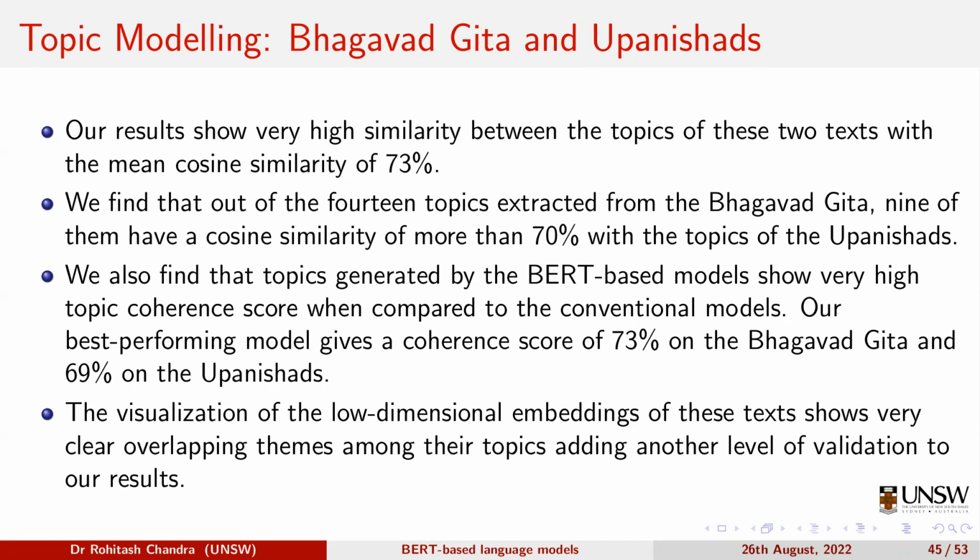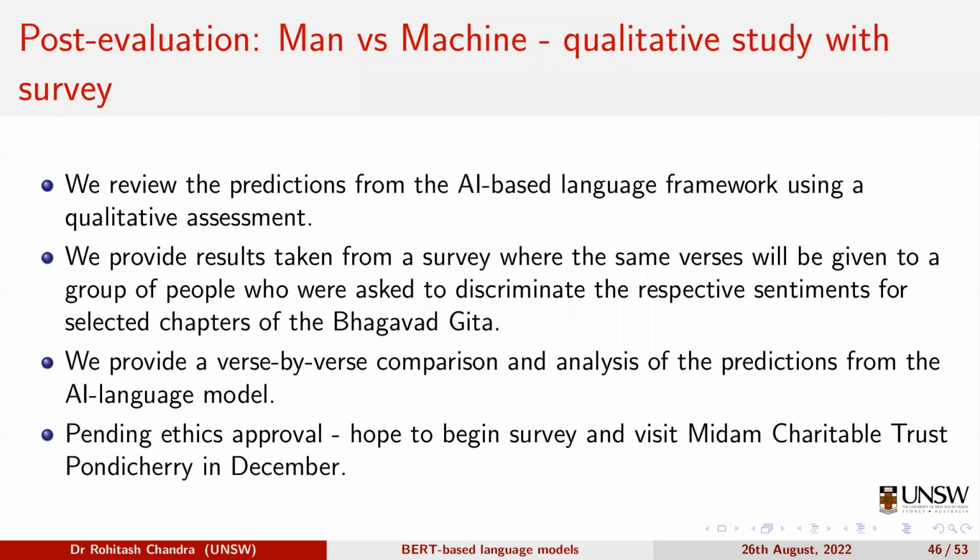We also find that the best BERT-based models are better than LDA for topic coherence, based on the topic coherence score. And the visualization of the low-dimensional embeddings of these texts shows very clear overlapping themes across the various topics. And more work can be done.